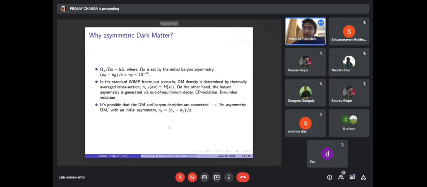So now I will talk about why we are at all considering asymmetric dark matter.